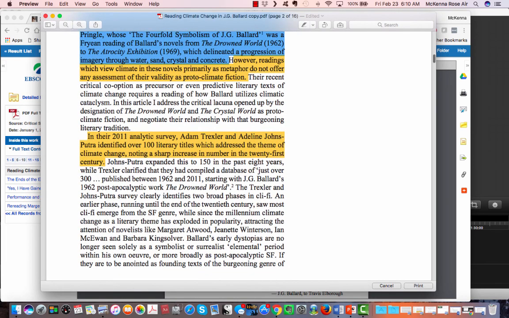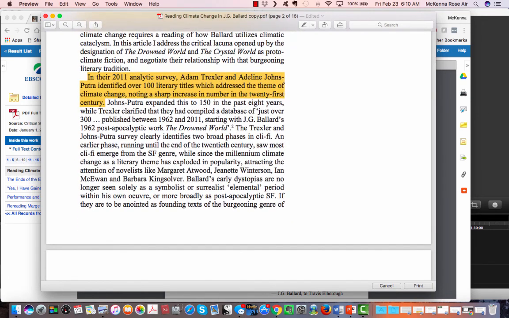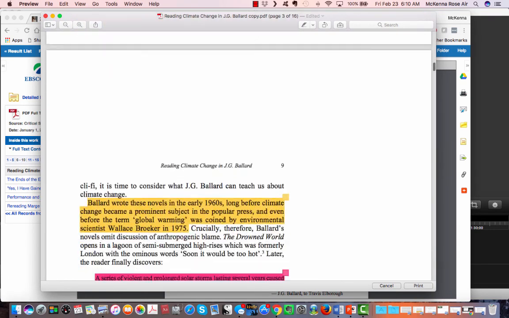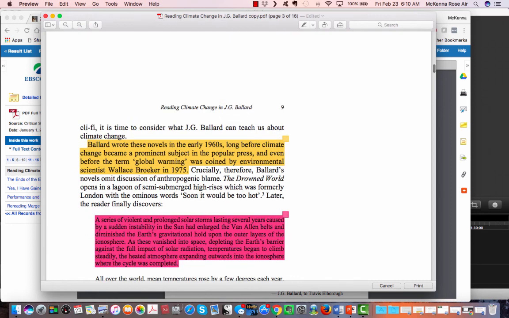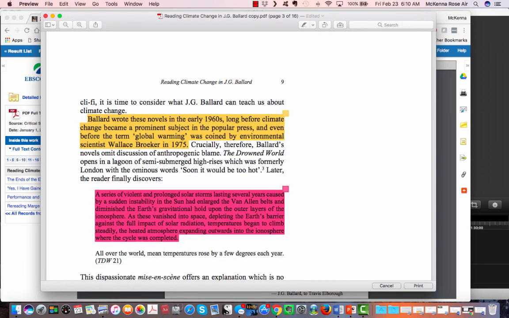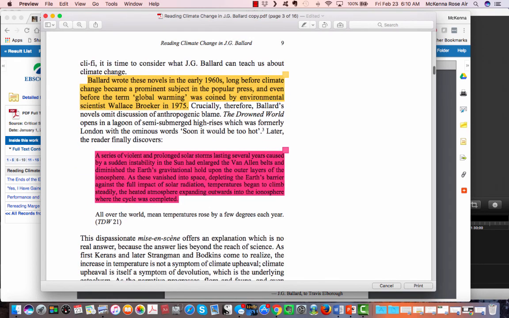All right, so after this author has set up his claim and established his methodology, he introduces, he's now going to turn into the analysis of scenes, themes, and images from Ballard's novel to develop his claims.